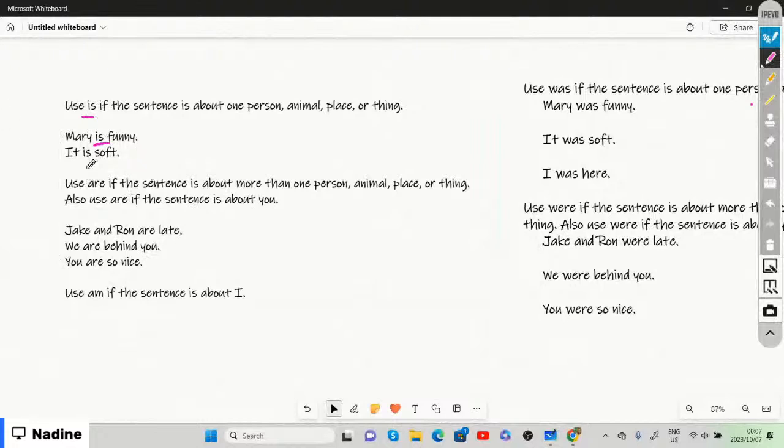It is soft. And there we have is again, referring to singular, referring to one, either one person, animal, place, or thing. So it is soft, which means that now it is soft, right? Not in the past, not later. Now it is soft. Or now Mary is funny. So that is what we can call being singular, right?